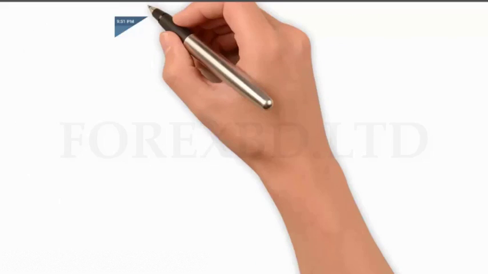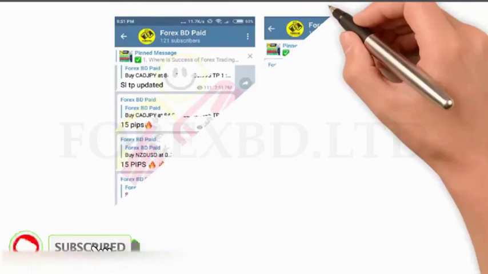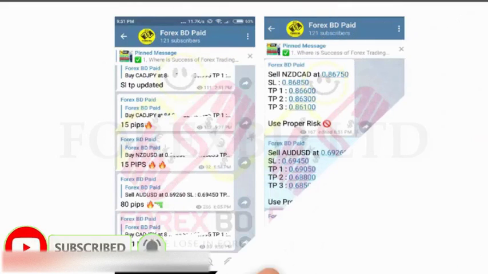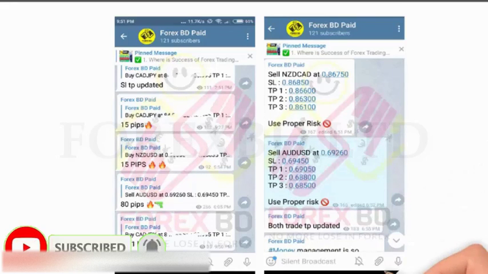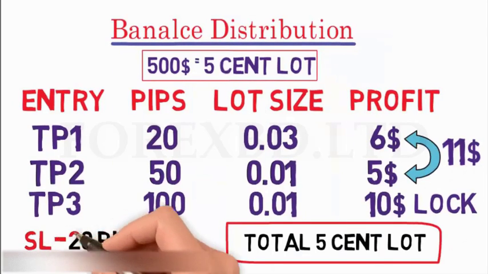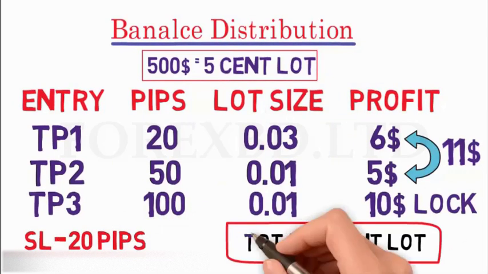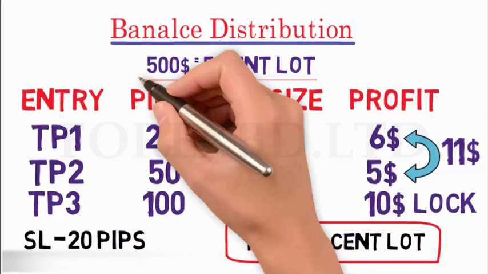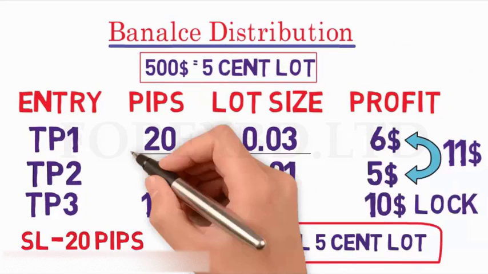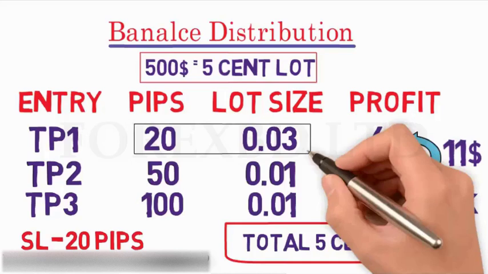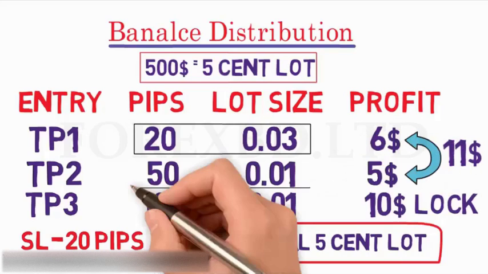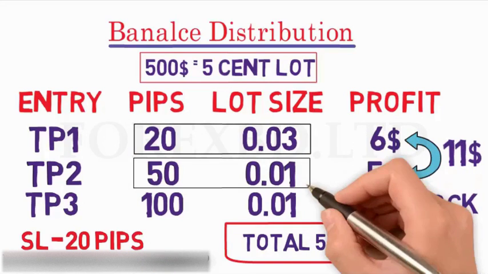Forex BD publishes many signals where TP is about 300 to 400 pips. If you get that kind of entry in a week, it will increase your amount fast. If you catch 300 pips in a week, you can earn $30, $60 or $90. It will depend on your lot size. You have to know that if your balance is $500, your total lot size must be about 5 cents.